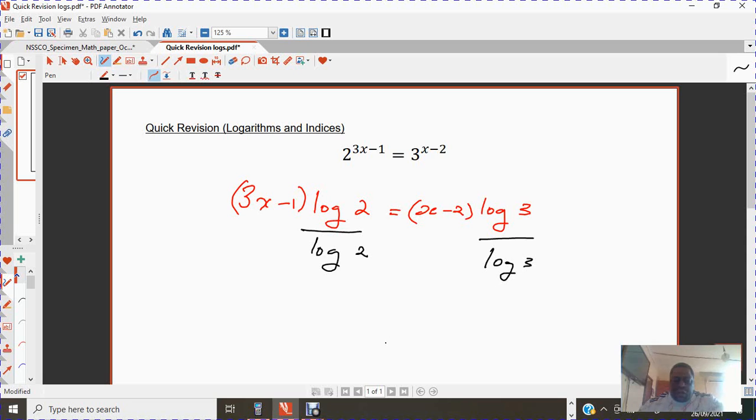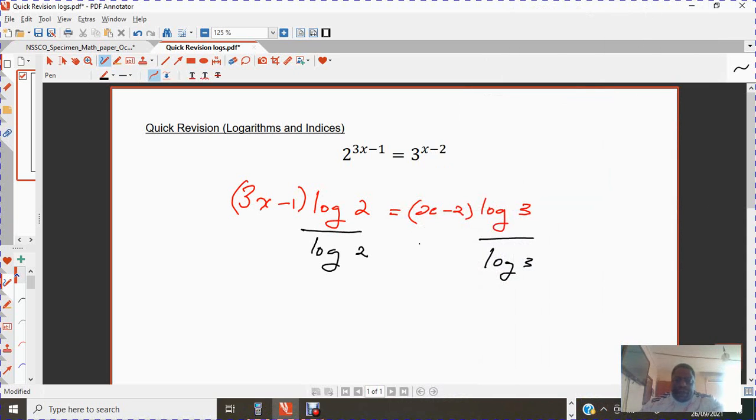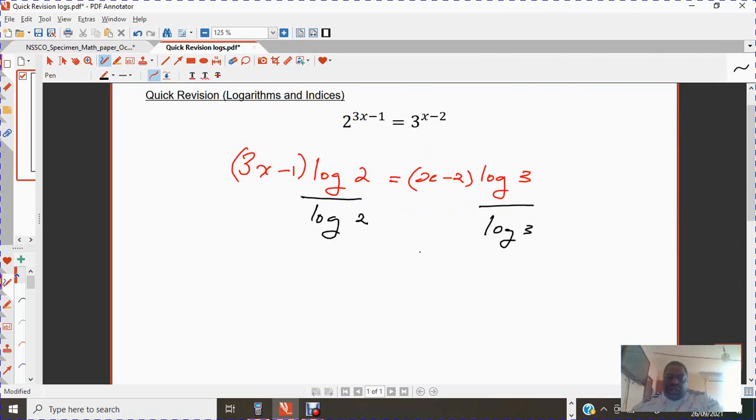I also suggest that you get out your calculator, because it's going to be quite a lot of work. On this side you have this log 2 and this log 2 cancelling, so you're left with 3x minus 1, and here you're going to have, in brackets, x minus 2. Let me just correct a little mistake I made there: on this side it should be log 2, because you are dividing throughout by log 2.